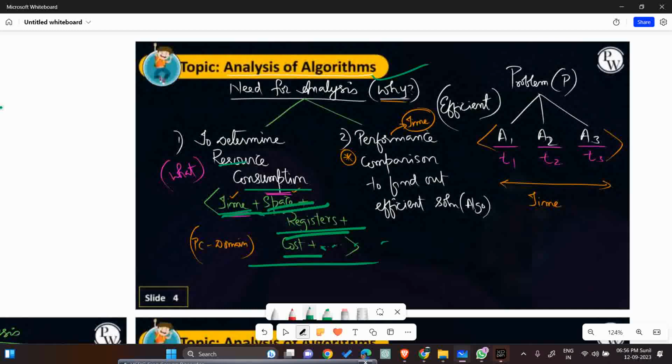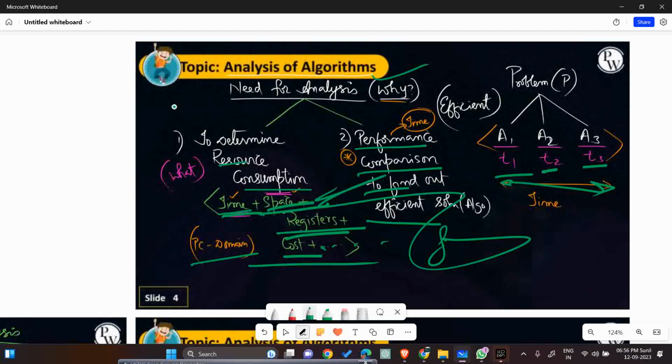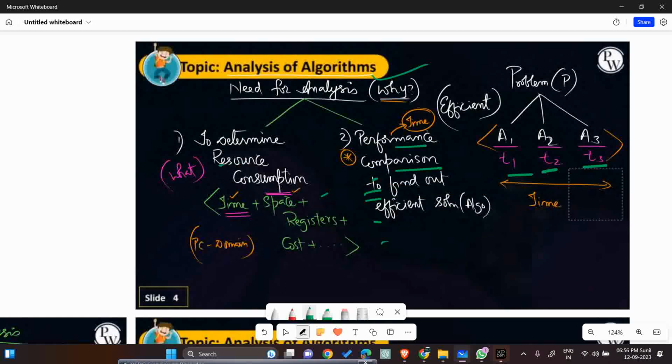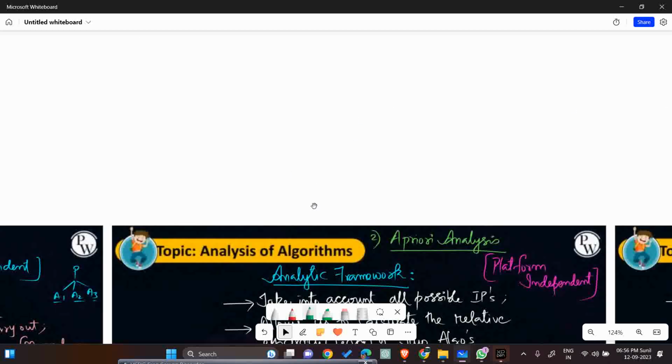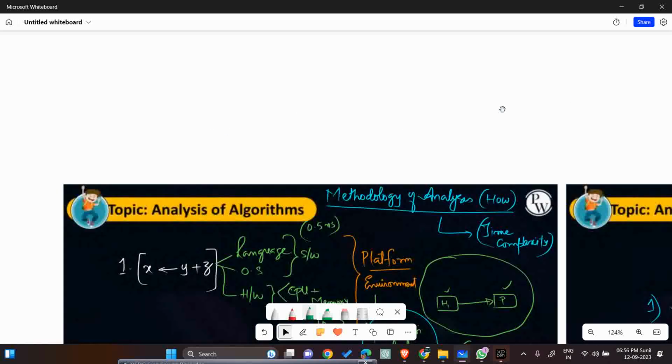There are different parameters of cost, right? Performance comparison to find an efficient solution, right? This algorithm takes time t1, this one t2, this algorithm takes t3. So time is the measure of an efficient solution for an algorithm, alright? This is why we need analysis of algorithms, right?